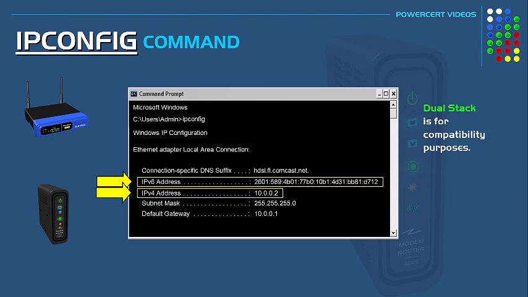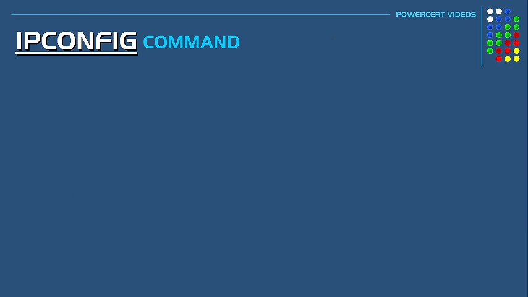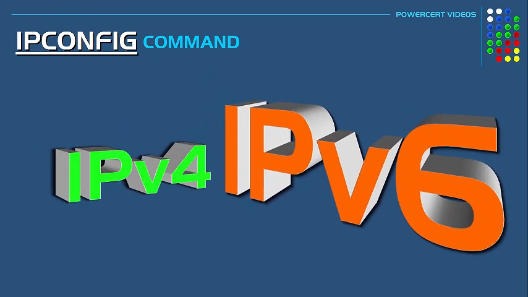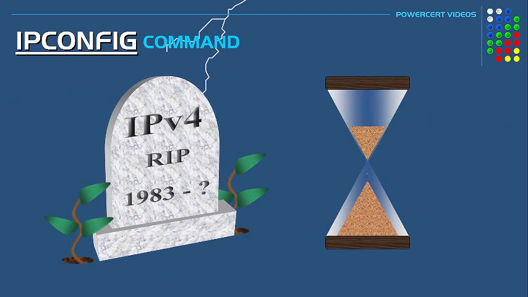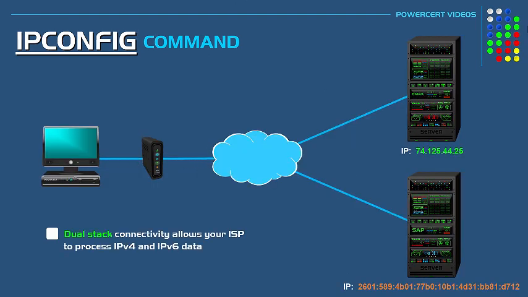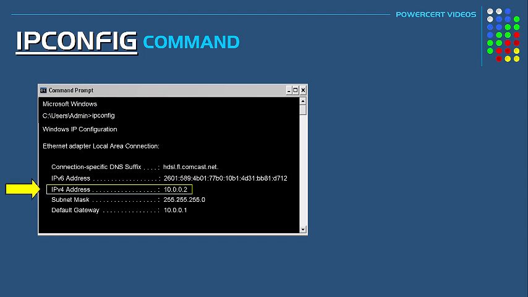Because right now the internet is in the middle of a migration from IP version 4 to IP version 6. And this is because there is a limit of public IP version 4 addresses and we are running out. And IP version 6 was created to remedy this problem. Having dual stack connectivity allows your ISP to process IP version 4 and IP version 6 data simultaneously. And the reason for this is so that you won't have any compatibility issues when accessing websites and servers during the migration.